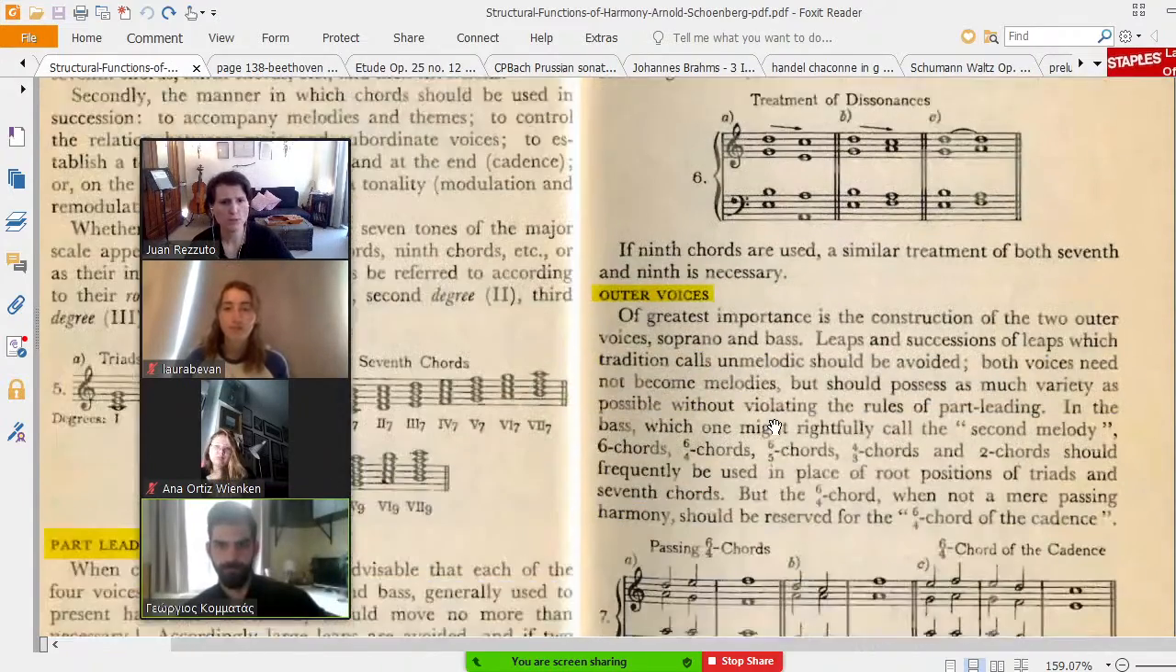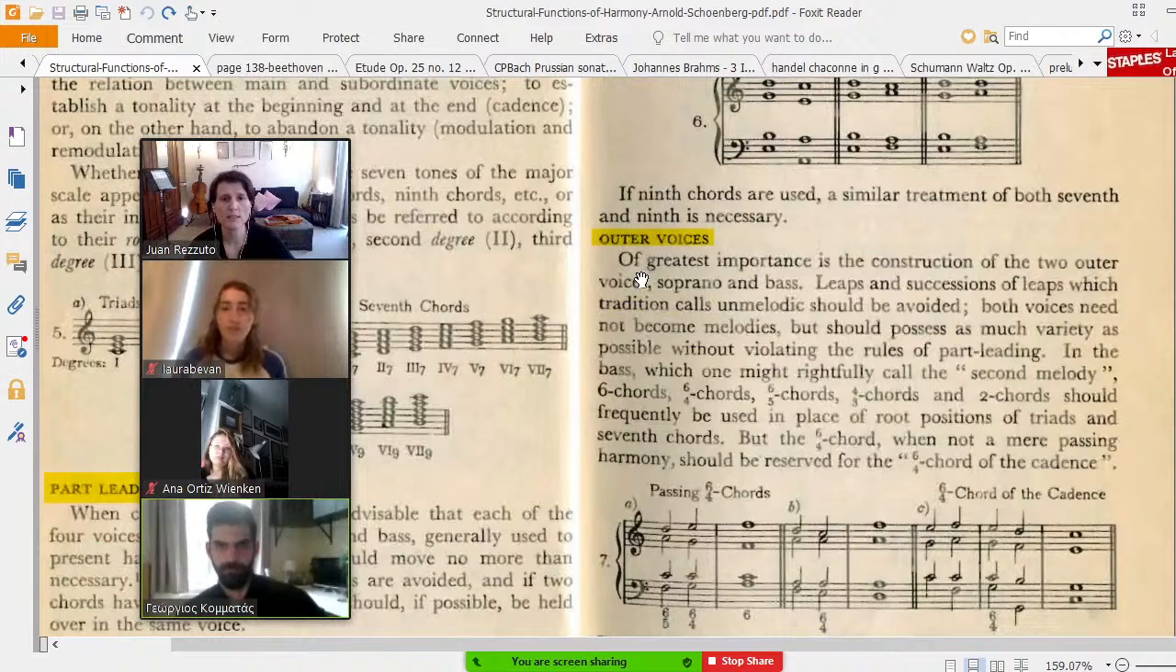This is another treatment, so please pay attention. Of greatest importance is the construction of the two outer voices, soprano and bass. Leaps and successions of leaps, which tradition calls unmelodic, should be avoided. Both voices need not become melodic, but should possess as much variety as possible without violating the rules of part leading.